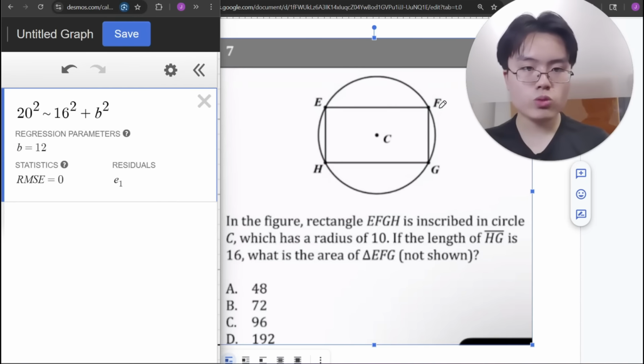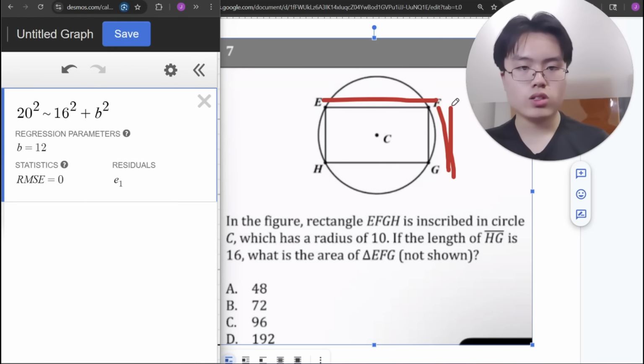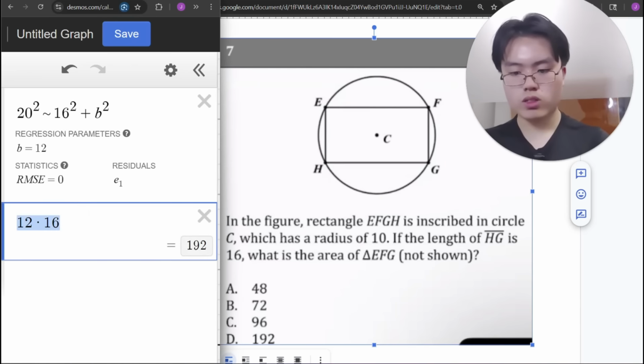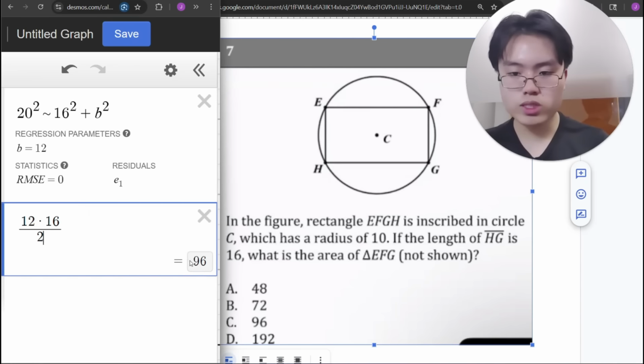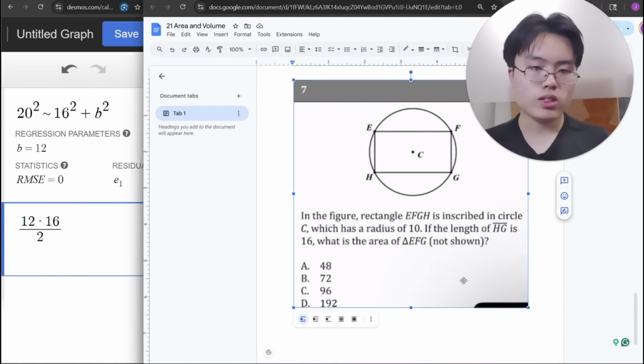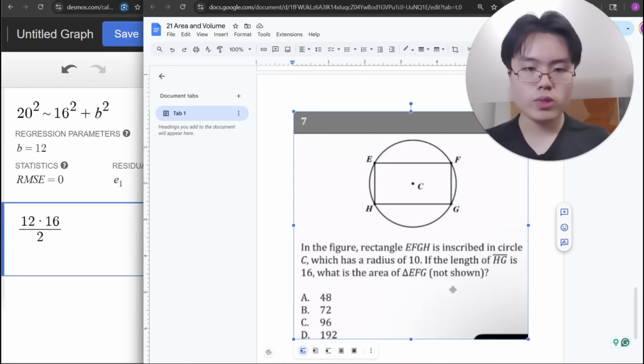So we know the base, or you can do is height, doesn't matter. So base times height, 12 times 16 divided by 2. The answer is 96. So C, you would pick. And then that should be the answer. Hopefully that makes sense.